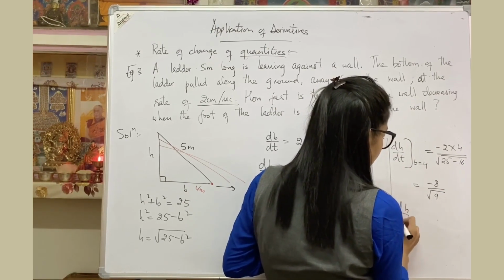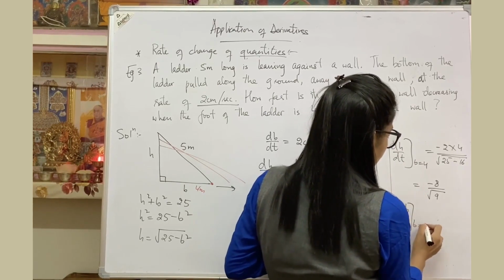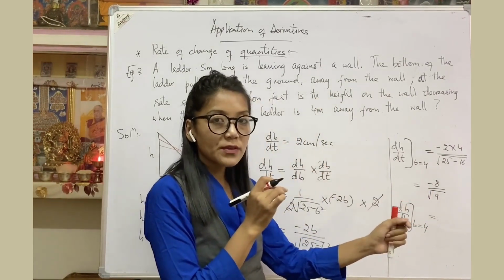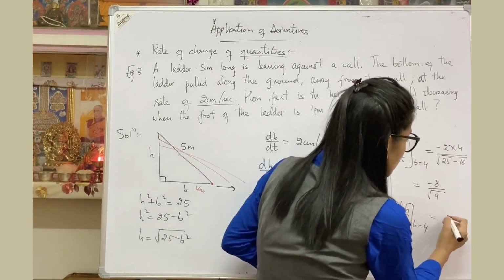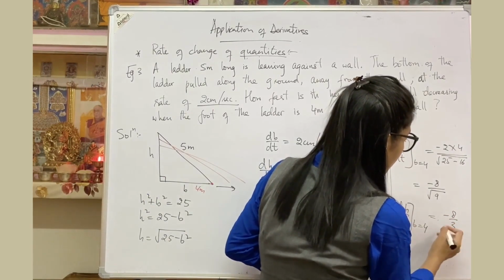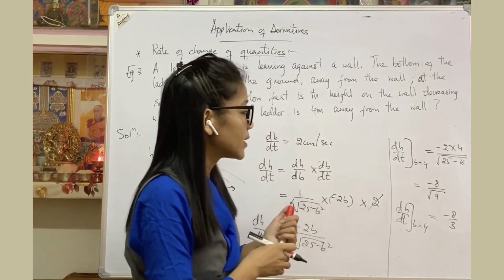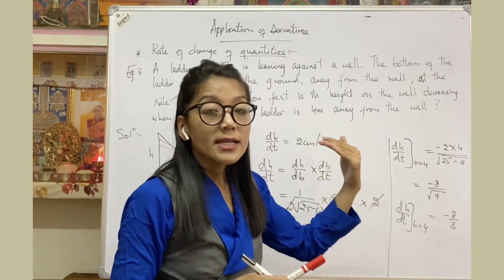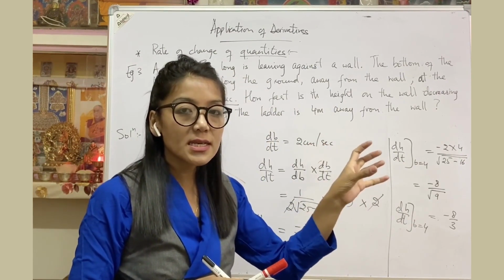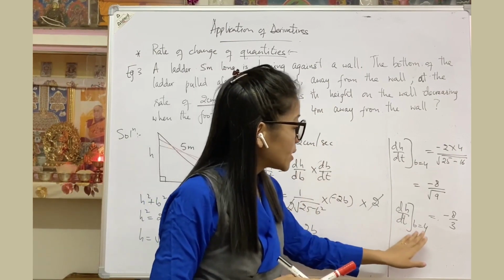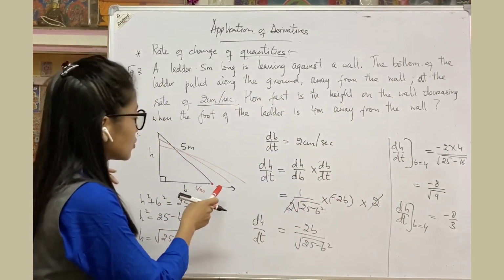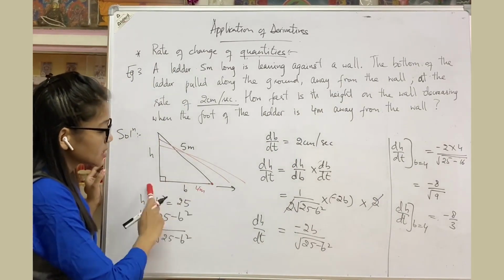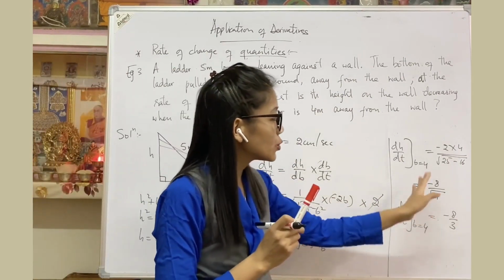So we have dh by dt, at the basis when the distance between the bottom of the ladder and the wall is 4 meter. So this is equals to negative 8 by 3, right? Is that clear? So this is the rate of change of height, or the rate of decrease in height of the wall when the distance between the bottom of the ladder and the wall is 4 meter. So this is how you are going to find out.